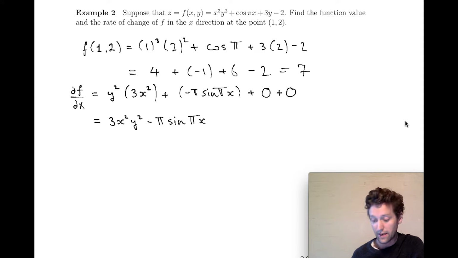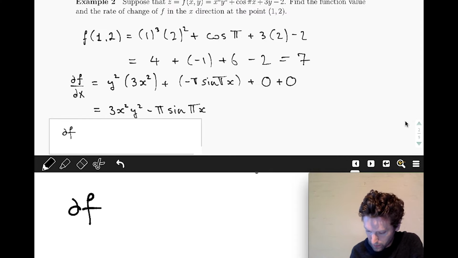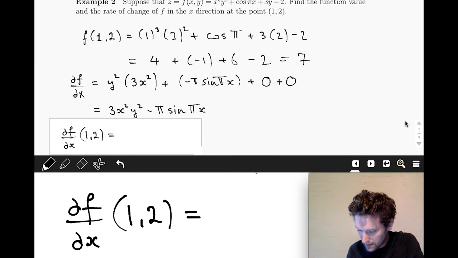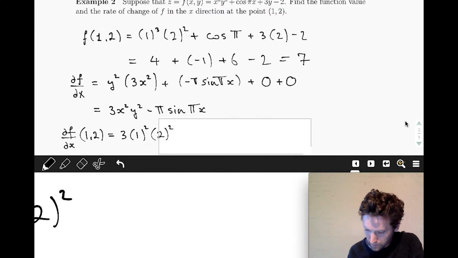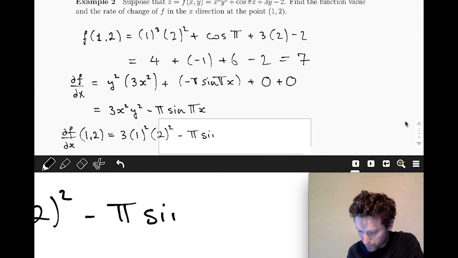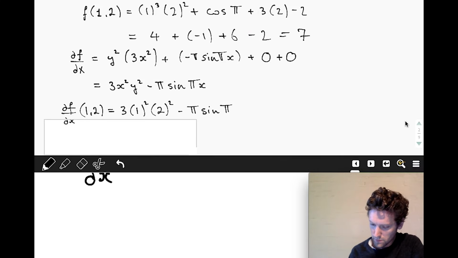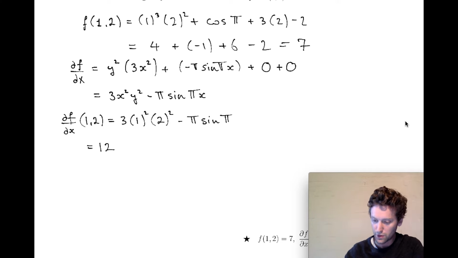We're not quite done yet, of course. Now we have to go back and substitute in what x and y actually are here. So the partial derivative of f with respect to x evaluated at x is equal to 1 and y is equal to 2. Let's just substitute in what x is and substitute in what y is. Minus pi times the sine of pi times x is equal to pi, so the sine of pi is equal to 0. And we're left with 3 times 2 squared, which is 12. And that's our derivative of f with respect to x at the point (1, 2).